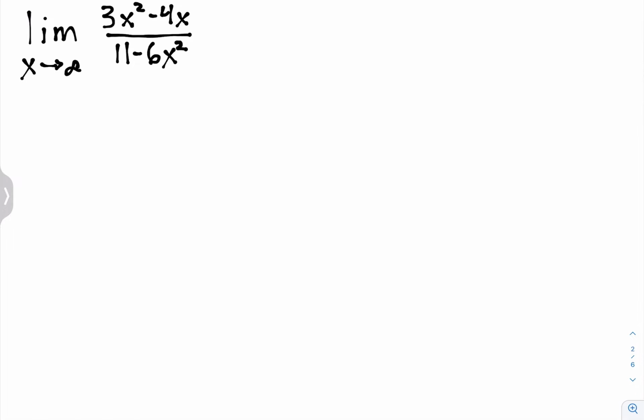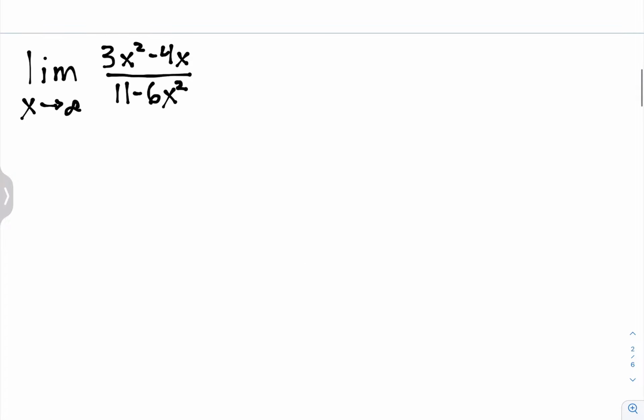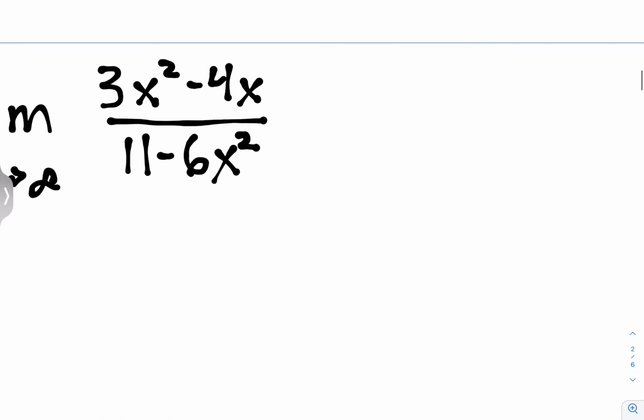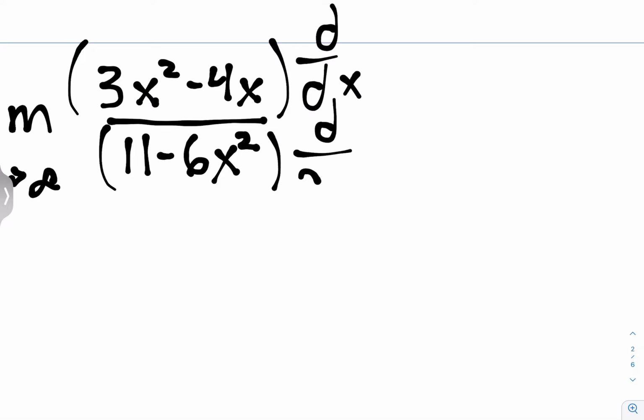Let's try this one. The limit as x approaches infinity of 3x squared minus 4x over 11 minus 6x squared. Okay, so if we plug infinity into here, we're going to get an indeterminate form. So let's take the derivative of the top and the bottom. So we get d over dx here.